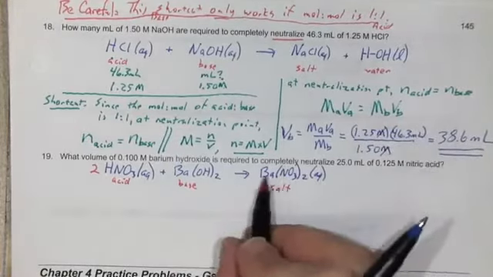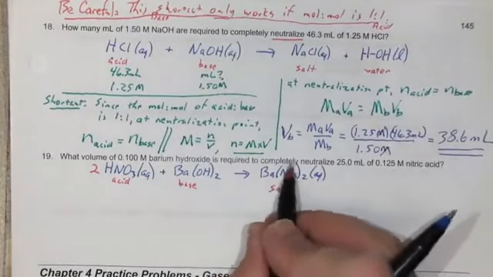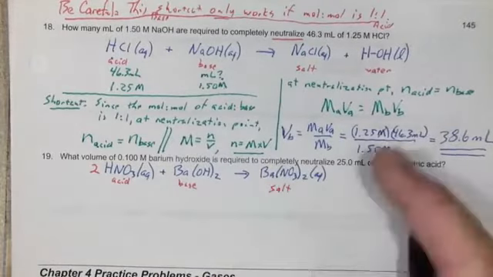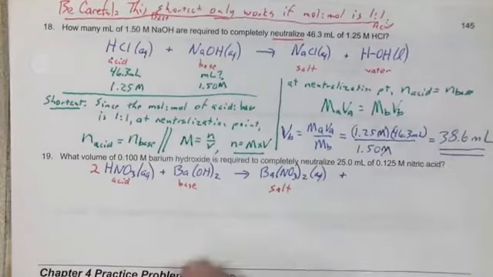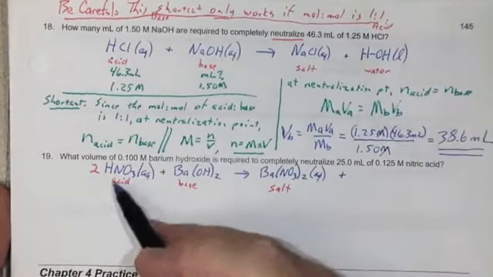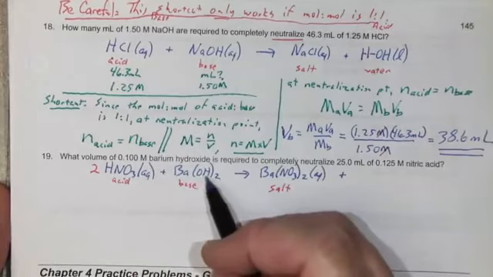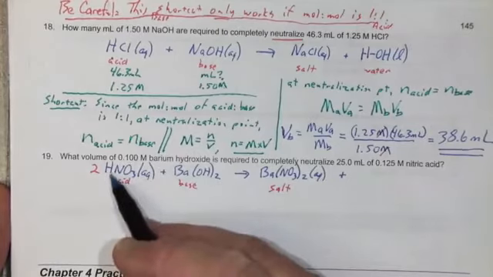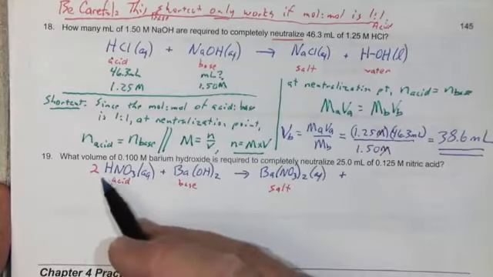Why do I have to have 2 nitrates? Because barium is +2 and nitrate is -1, and this is overall electrically neutral. Plus, remember, we're just swapping ionic partners. In an acid-base reaction, we swap ionic partners. The H plus combines with the OH minus. There's only 1 H plus here, but 2 OH minuses. That's why I need a coefficient of 2.